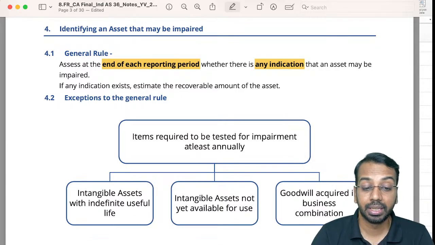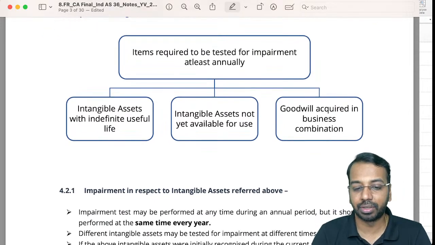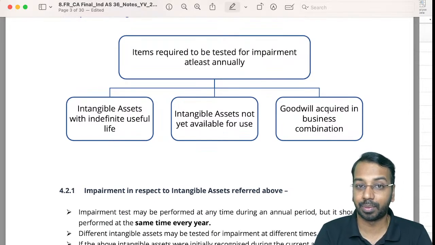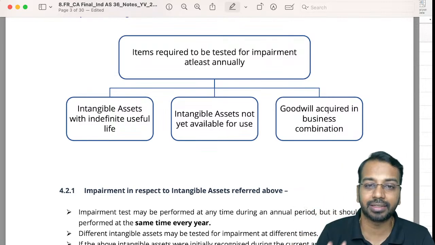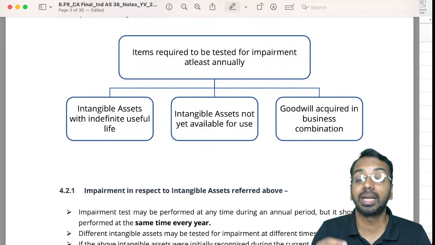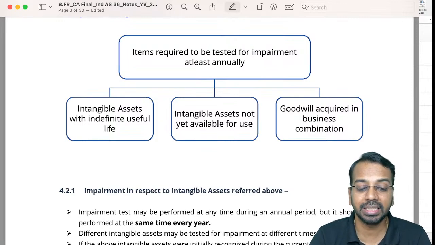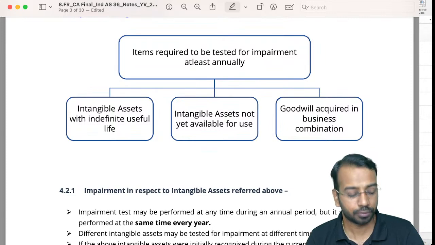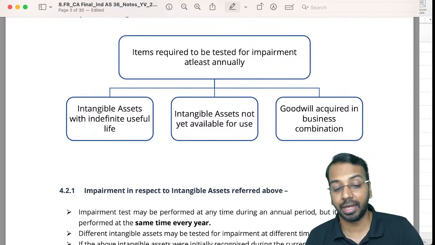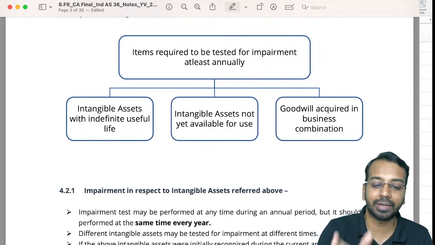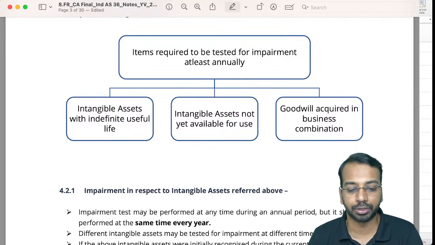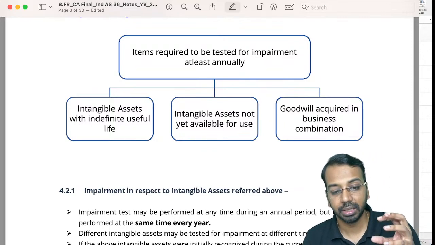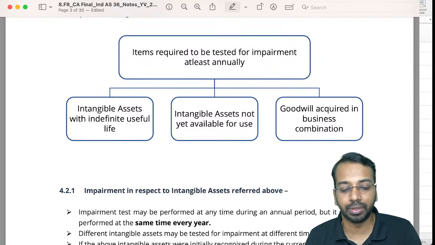But there are three cases. We have already covered this intangible asset part in the previous session. There are three cases where, whether or not an indication exists, you have to test for impairment annually. What are those three cases? Intangible assets with indefinite useful life. Because the life is not definite, you are not amortizing it, you have to do it. Second, intangible assets not yet available for use, meaning they are maybe under development. And third, goodwill on business combination. So, for this, you have to perform at least annually.